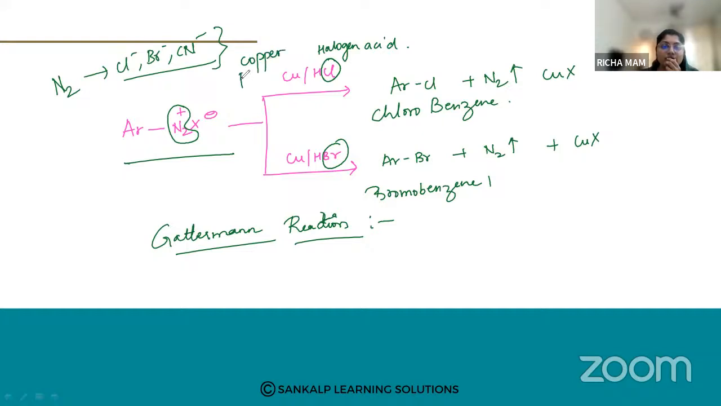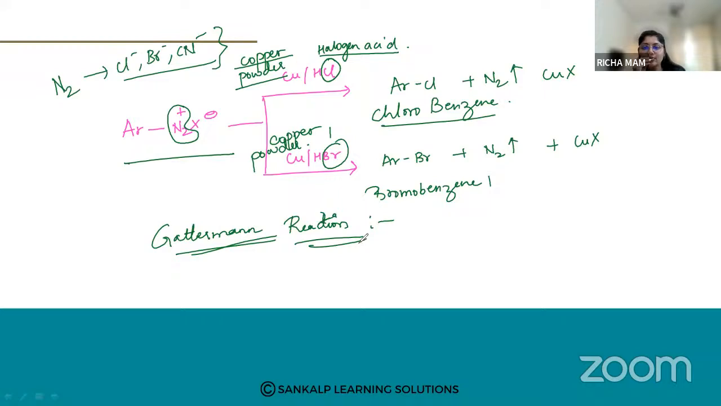So what is important here? Copper powder is important. If there is copper powder and the respective halogen acid, if I take hydrochloric acid, I'm going to get chlorobenzene. If I take HBr, hydrogen bromide, in the presence of copper powder, I'm going to get bromobenzene. So this name reaction is called as Gattermann reaction.